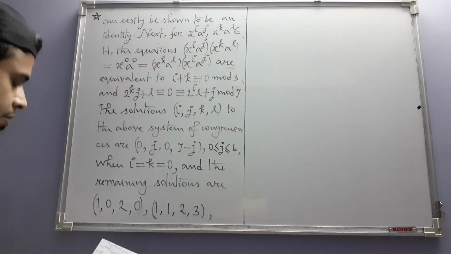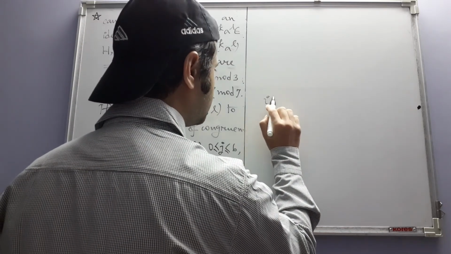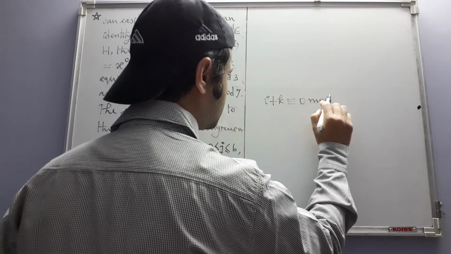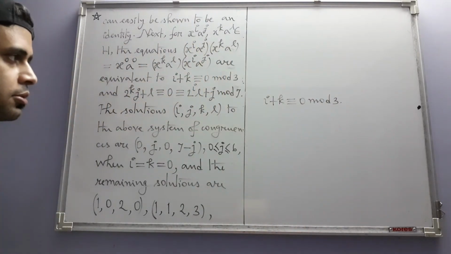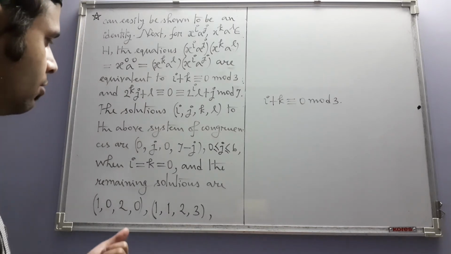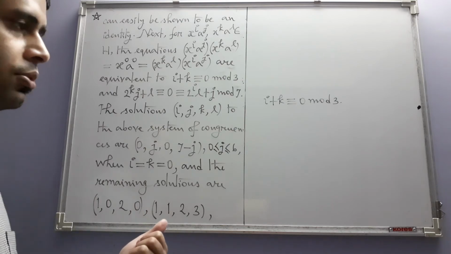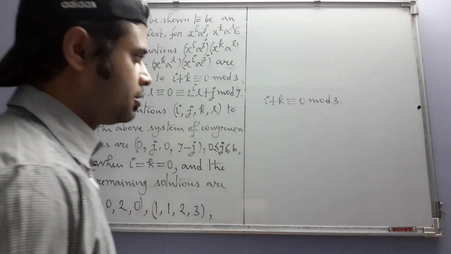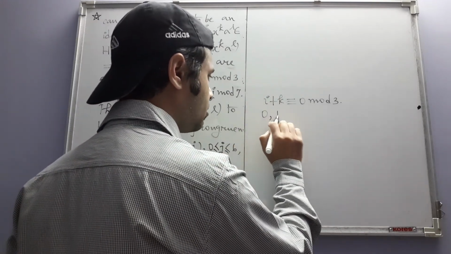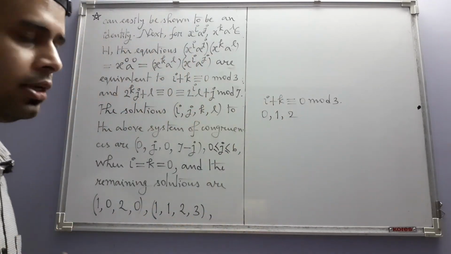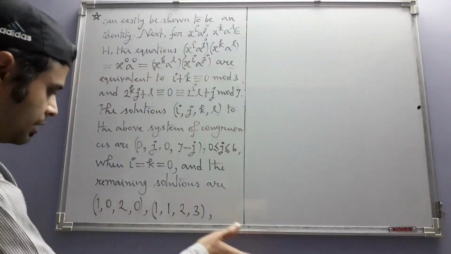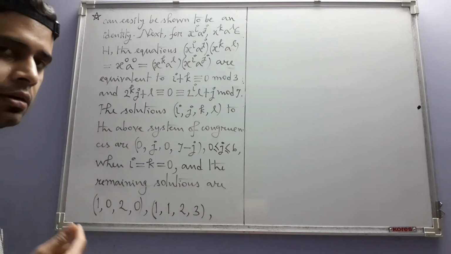Because i and k satisfy this congruence, if one of them is 0, then so is the other. So either both of them are 0 or both of them are non-zero. Keep also in mind that i and k, each one of them is either 0 or 1 or 2. So that's why here in the remaining solutions, both i and k are non-zero.